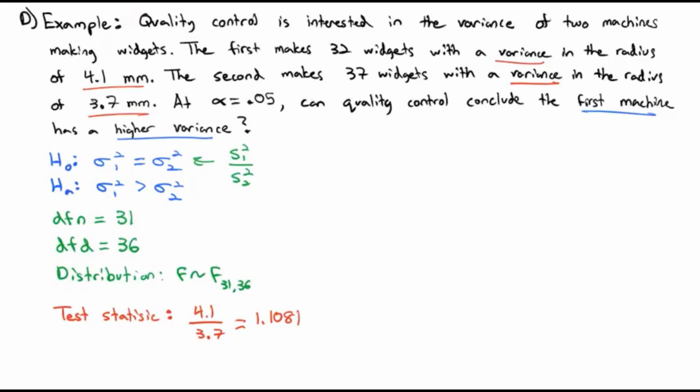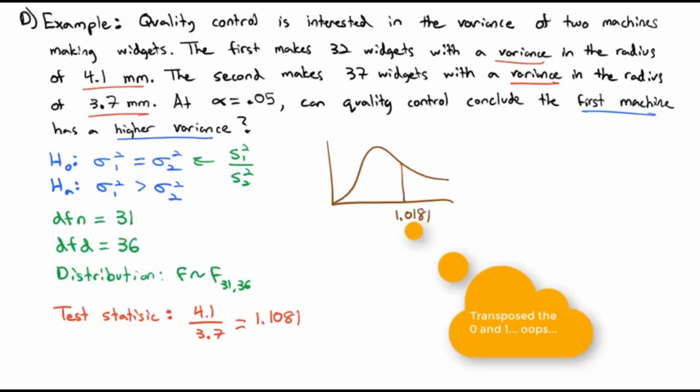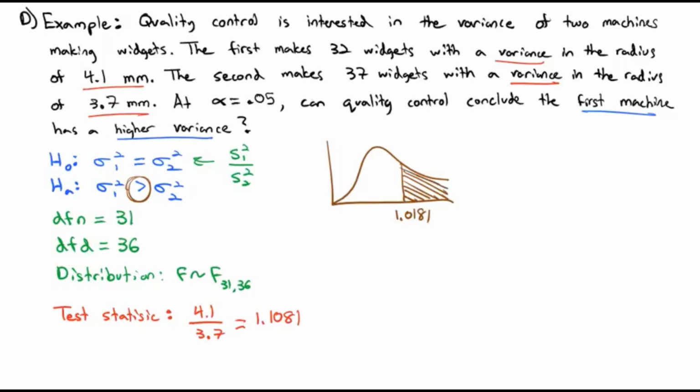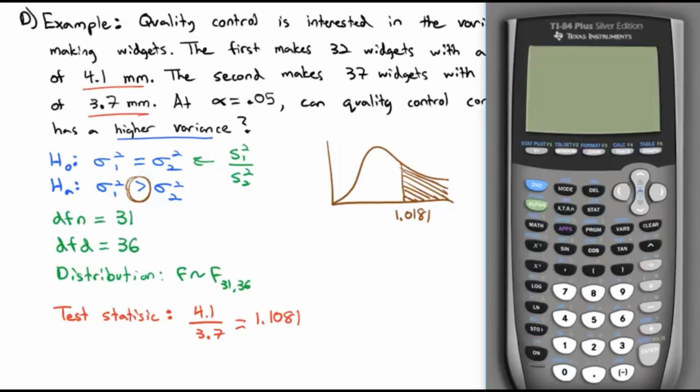1.1081. So if we were to draw a picture of this situation, the F distribution skewed right, we have a test statistic right at 1.1081. We want to be greater, so we go for the right tail. How much area is in that right tail? This is where we're going to go to our calculator to find our p-value.